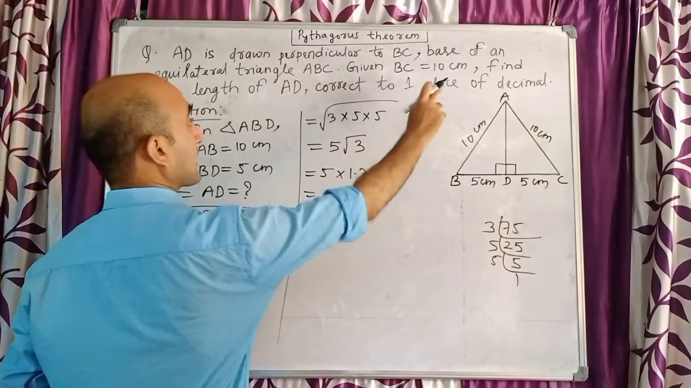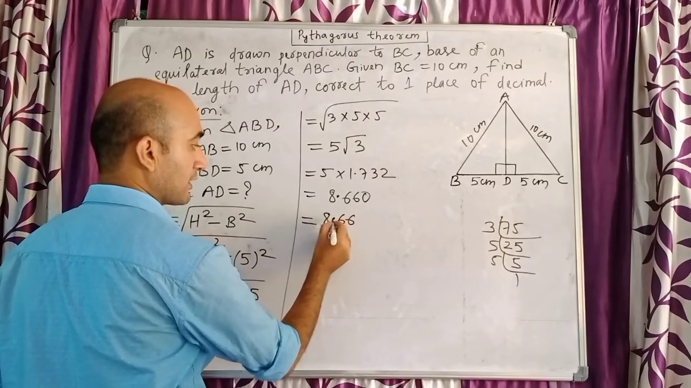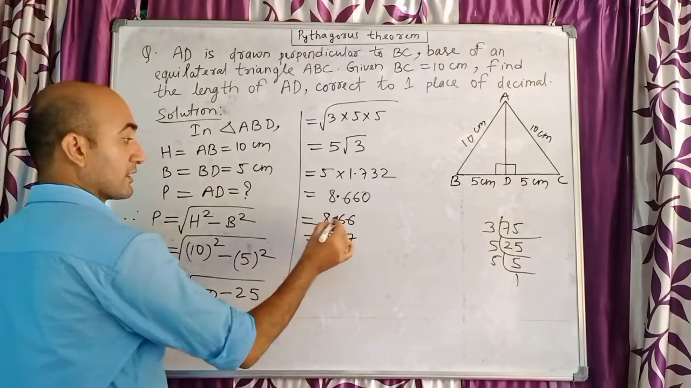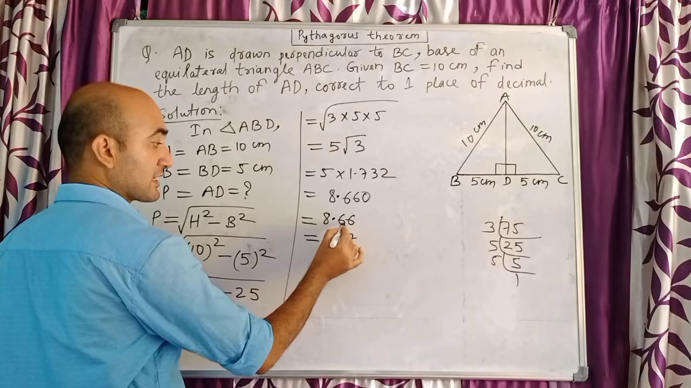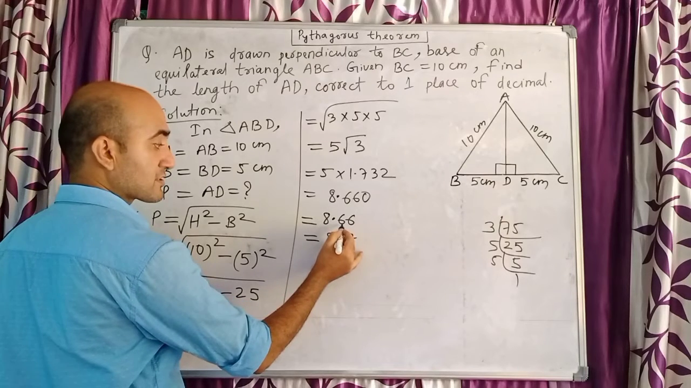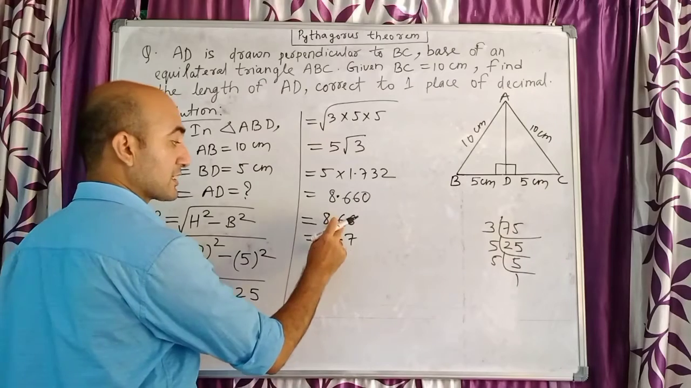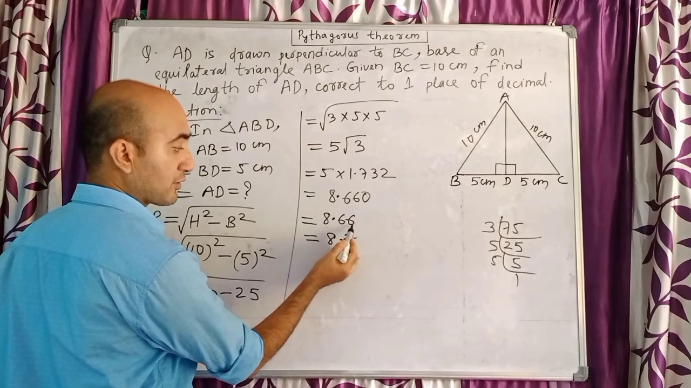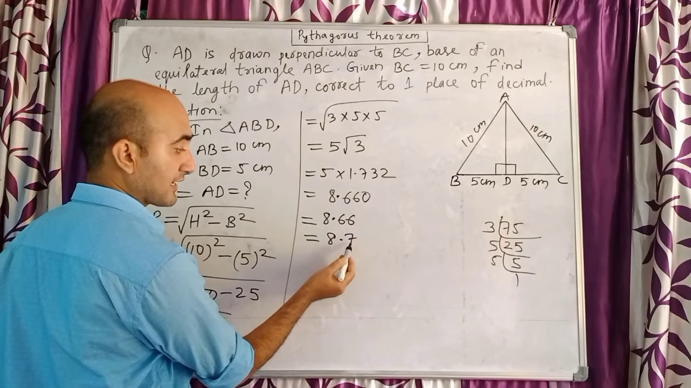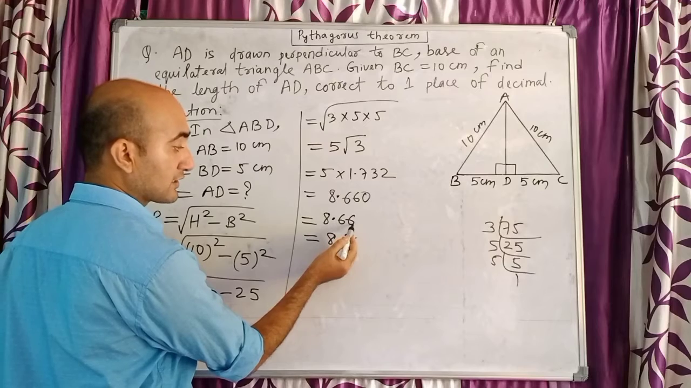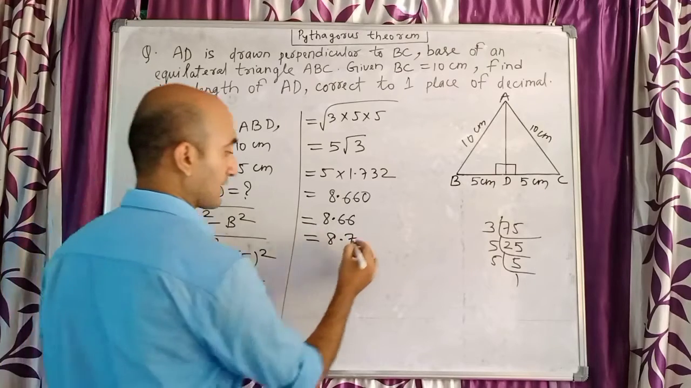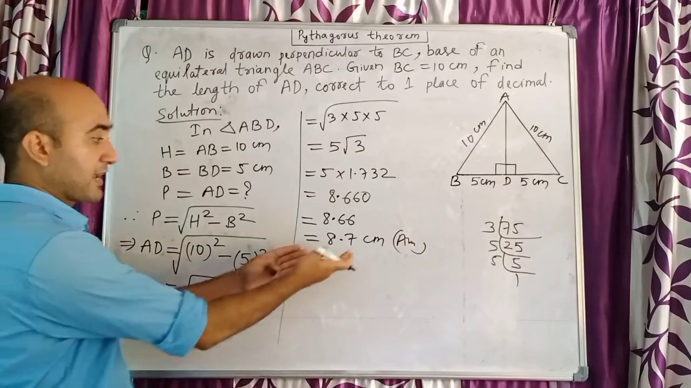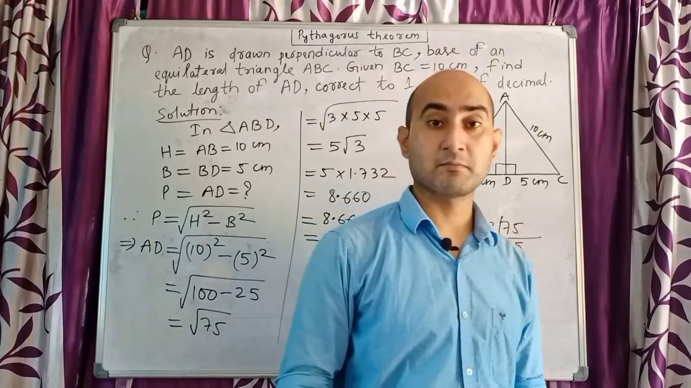But the demand is correct to one place of decimal, but this has become 2 places of decimal. So my final result will be 8.7, because if the nearest number to 6 is more than 5, this 6 will exceed to one number. 6 will become 7 when the nearest number to it is more than 5. That's why the 6 will exceed to 7. But had it been 1, 2, 3 or 4, the 6 would be 6 only. So this is our answer. So the value of AD, I started here, and my answer is 8.7 centimeter.